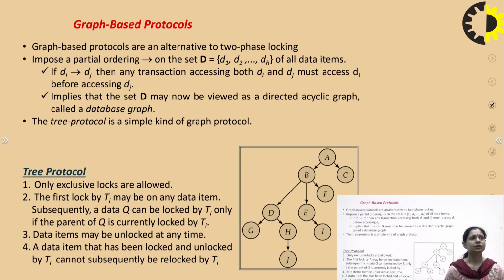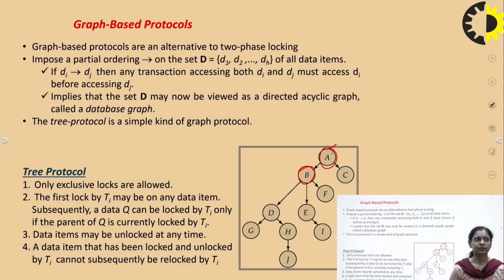The next protocol that we have is the graph-based protocol, which is an alternative to two-phase locking. Here we have partially ordered sets wherein, if there is an edge from Di to Dj, then any transaction that is accessing both Di and Dj must access Di before accessing Dj. That means if we have an edge from here to here, this needs to be accessed first, only then this node will be accessed.